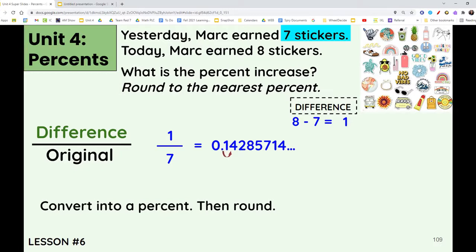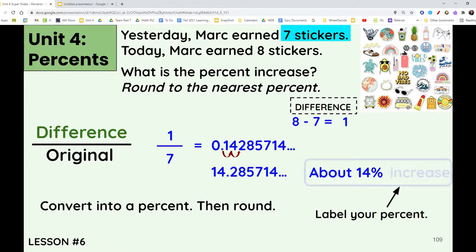So move the decimal over once, move the decimal over twice. As a percent, it would look like this. Now we can round to the nearest percent. And to the nearest percent, it would be about 14%. Is that a 14% increase or a 14% decrease? He went from 7 stickers to 8 stickers. That's an increase. The answer would be about 14% increase.